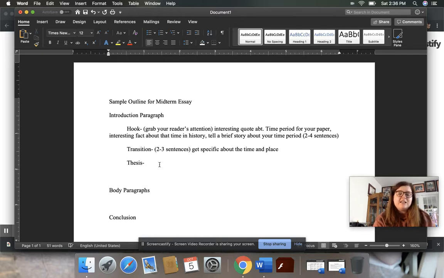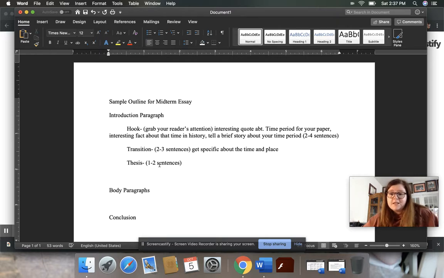And then finally, the most important part of this paragraph and really the heart of your essay. I feel like if this is good, the rest of your paper is going to be good. The thesis, 1 to 2 sentences. I'm a sucker for a single sentence thesis. I'm that kind of girl.